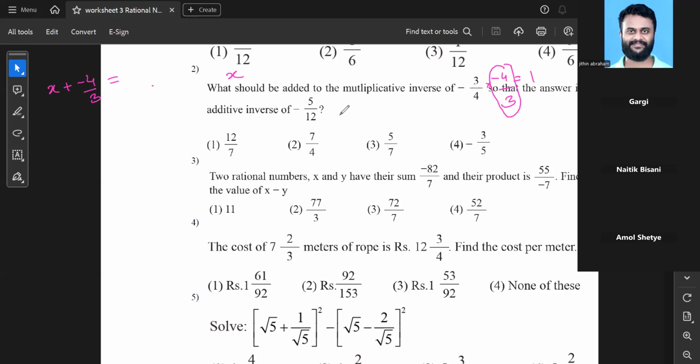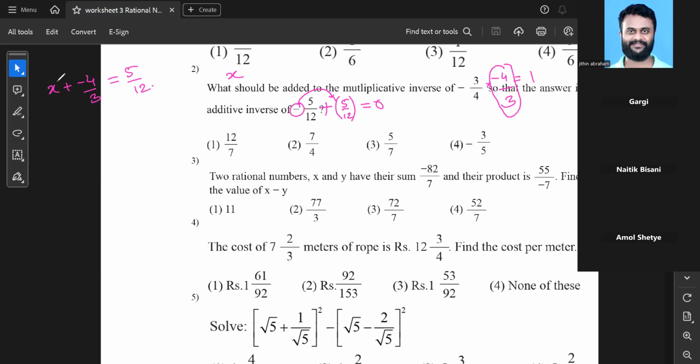The actual definition of additive inverse is a number which, when added to this number, gives me 0. The only number which, when added to minus 5 by 12, gives 0 is plus 5 by 12, because plus and minus get cancelled. In short, whatever sign you have, just reverse the sign. The number remains the same; you reverse the sign, not the number. So in this case, the additive inverse is 5 by 12.